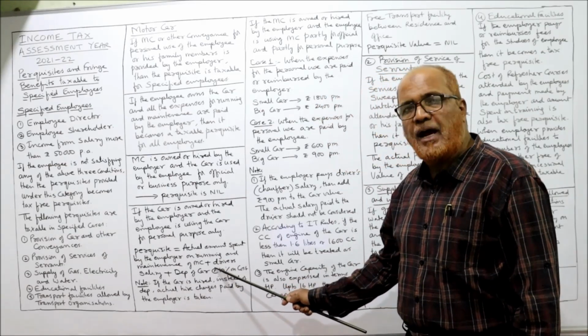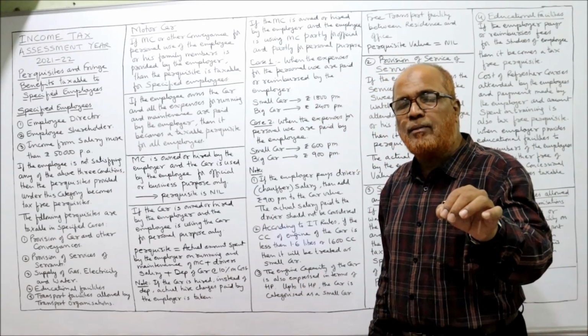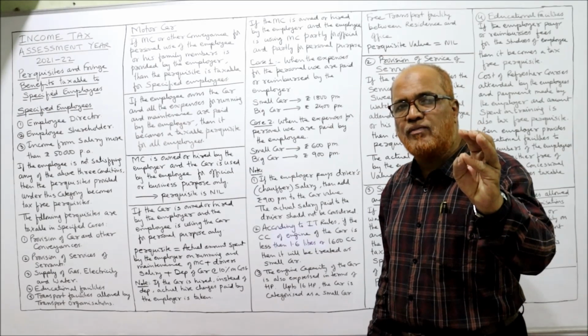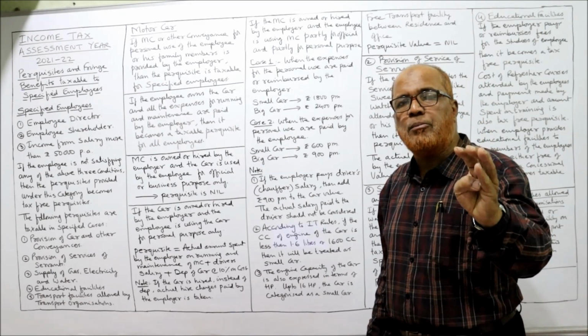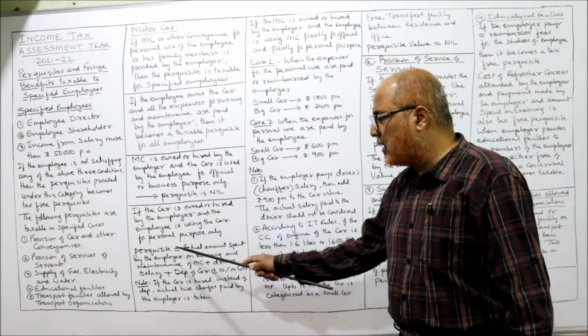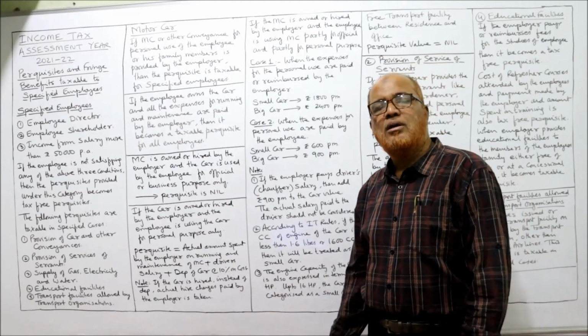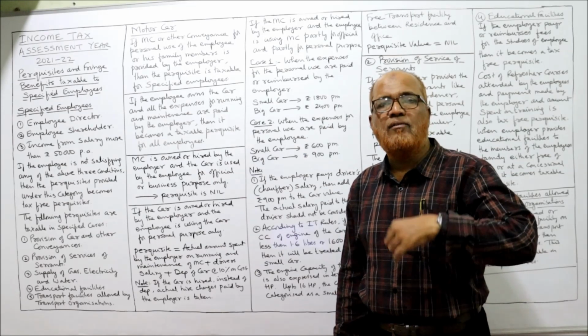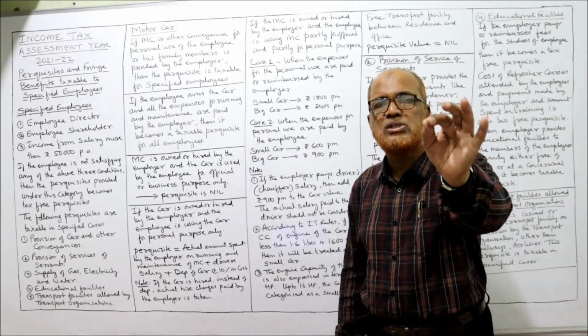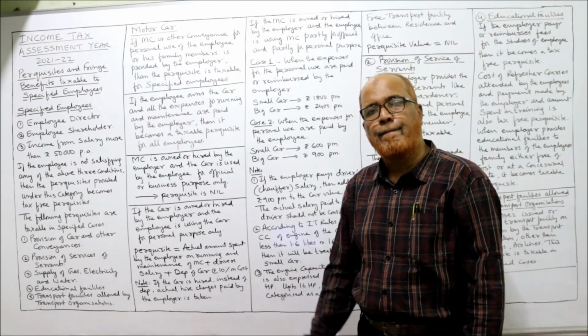So 3 items will be added: the actual amount spent by the employer on running and maintenance of the car, and driver's salary if any, and depreciation at 10%. These 3 added together is the value of the perquisite, if the motor car is owned or hired by the employer and given to the employee exclusively for personal use.